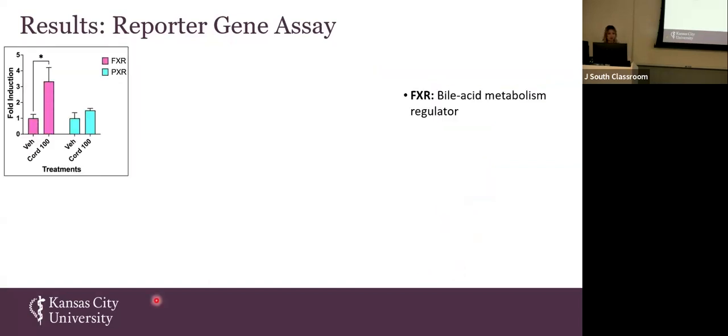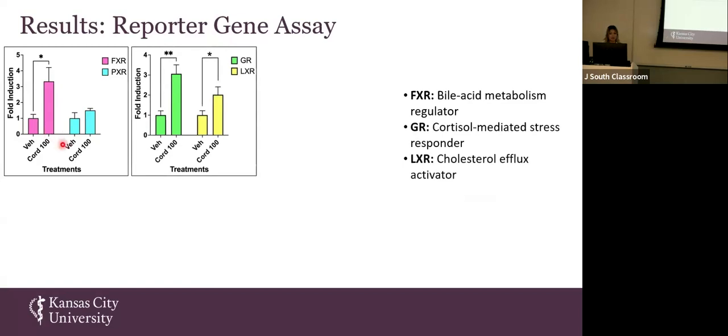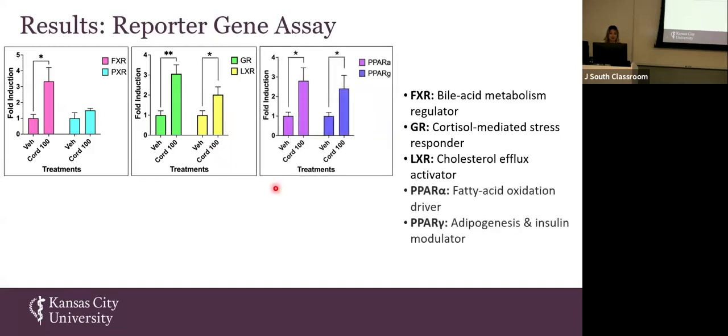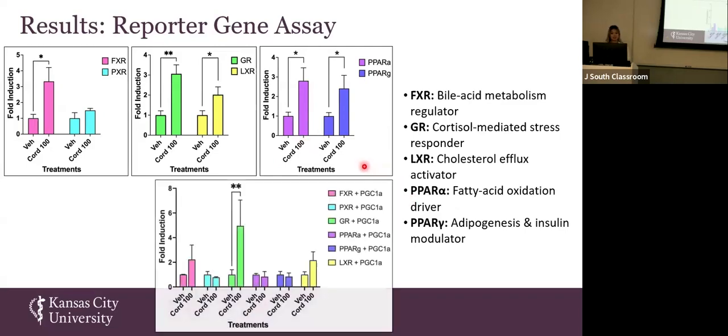As you can see, there is an upregulation of FXR, which is involved in bile acid metabolism, an upregulation in GR and LXR, which is a cortisol-mediated stress responder, as well as a cholesterol efflux activator. And there is an upregulation in PPAR alpha and PPAR gamma, involved in fatty acid oxidation, adipogenesis, and insulin modulation. And this graph just condenses everything with the co-activator. There was only a significance with GR with PGC1 alpha.